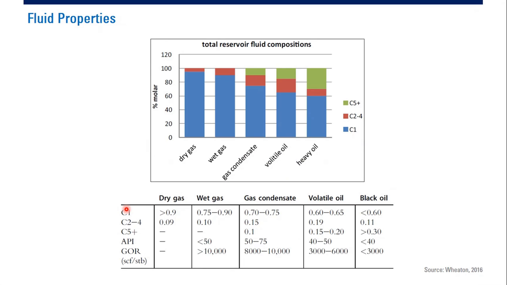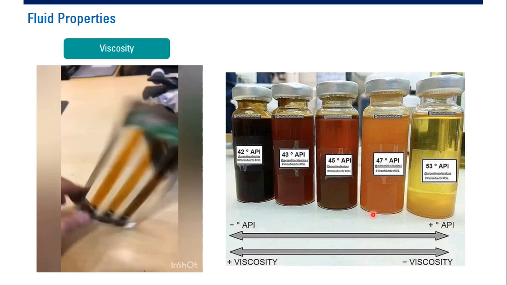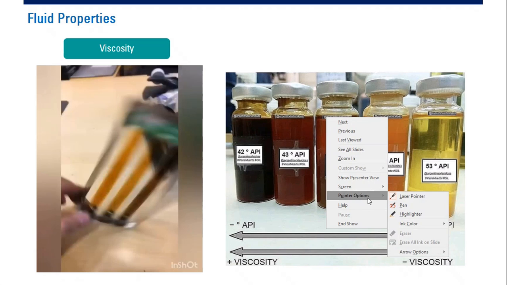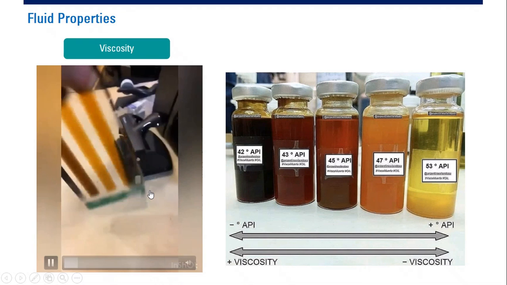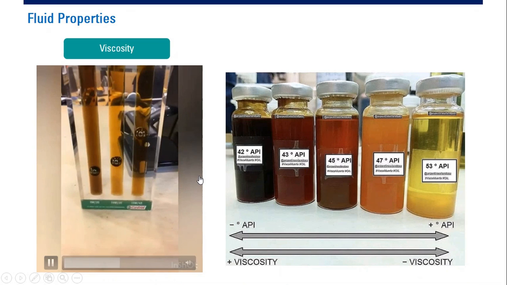Of course, the fluid properties will be governed by fluid composition. Dry gas will be dominated by C1, or methane, gas metana. And then we have wet gas, gas condensate, volatile oil, and black oil with different compositions. We will talk about this later. Another property that is very important is, of course, viscosity, like this one: oil with different viscosity.